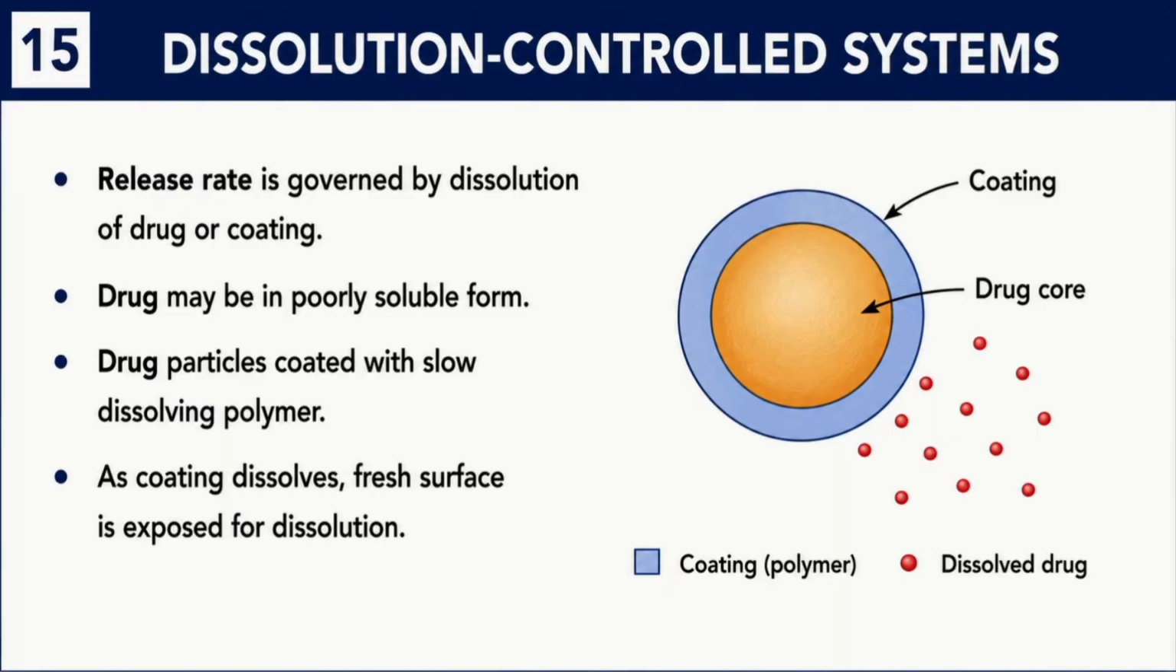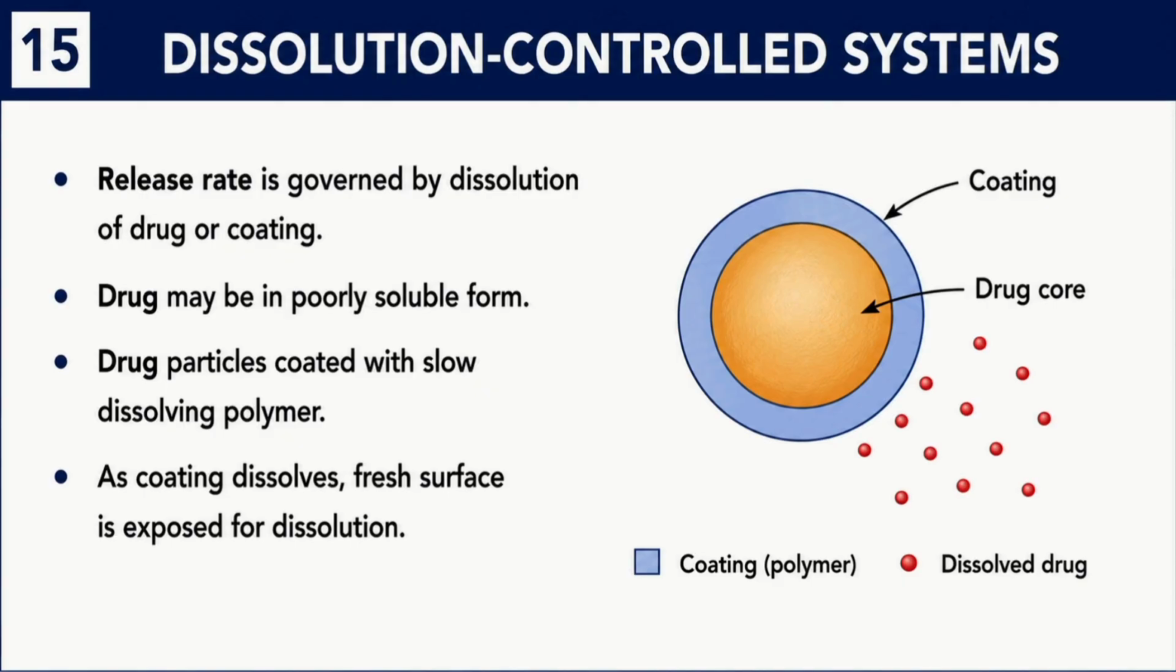Dissolution control systems. In dissolution control systems, the rate at which the drug or its controlling barrier dissolves determines the release rate here. So there are two broad possibilities. The drug itself may be formulated in a poorly soluble form, thereby slowing the dissolution. Alternatively, the drug particles may be surrounded by slowly dissolving coatings. As the coating gradually dissolves, the fresh drug surface becomes exposed here. So this approach is particularly useful when the formulation can achieve predictable dissolution behavior under physiological conditions.